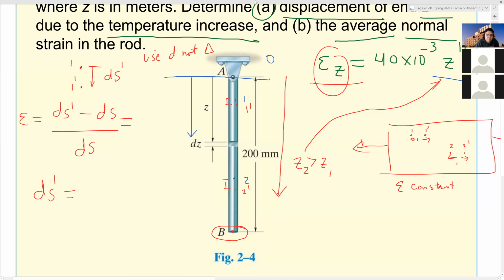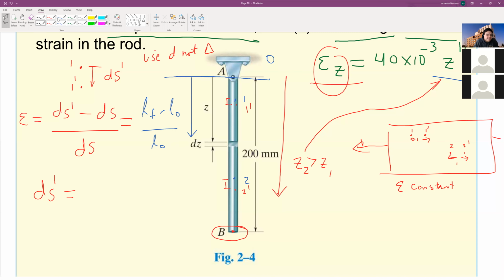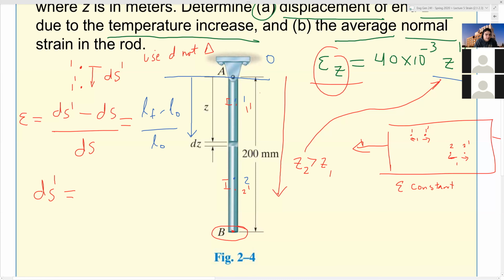So let me draw the parallel. Think of this as, again, a calculus definition. This is like saying L final minus L initial over L initial, right? So I'm going to rearrange that formula, the red one, with a ds prime. The final length, ds prime, how do I solve for that, right? That's equal to your original length times 1 plus your strain, right, and your original length, okay?